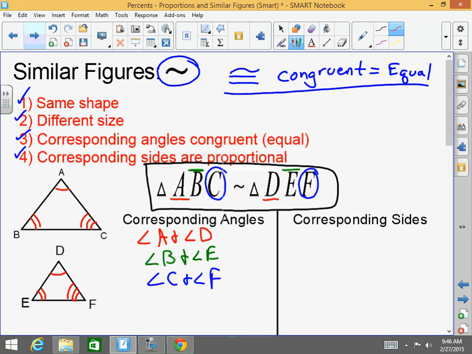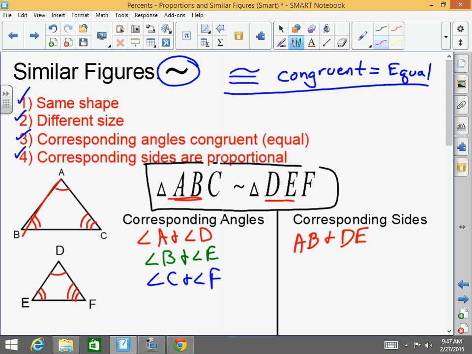Now, corresponding sides. Corresponding sides, a little bit different, but just as easy. Corresponding sides works like this. See this side AB? AB corresponds to DE. Why? We go by the order of the letters. So side AB and DE correspond.